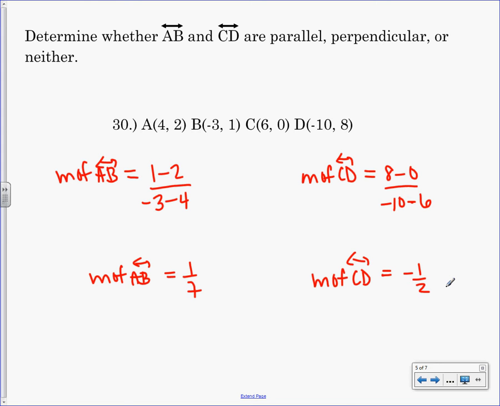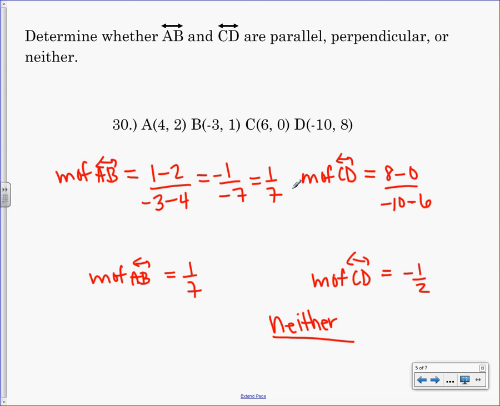Okay? Are these the same? No. Are they opposite flip? No. So our answer is neither. Is the first one not like negative at all? This one? Yeah. This would be -1. This would be -7. Two negatives make a positive. Always reduce as much as you can.